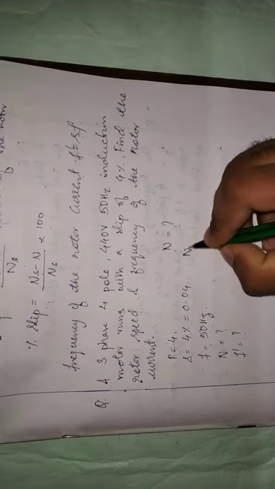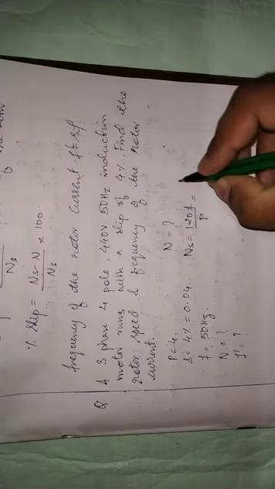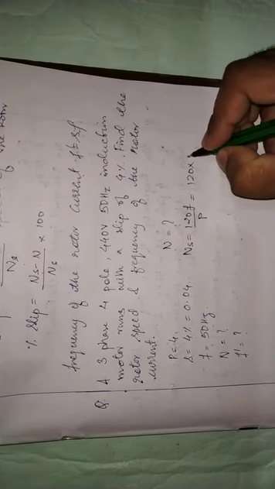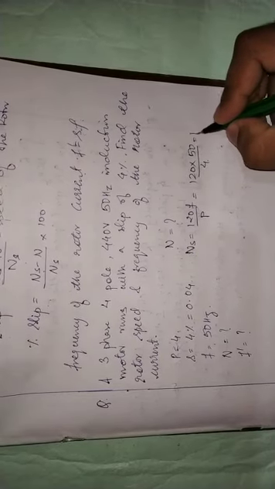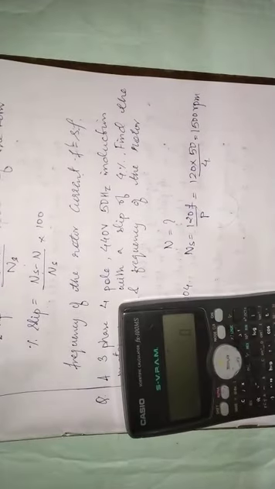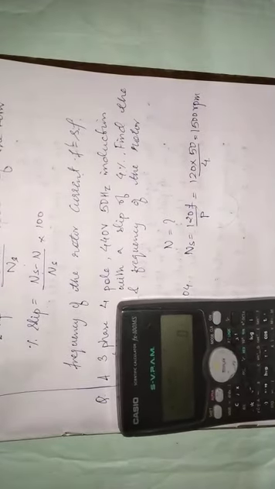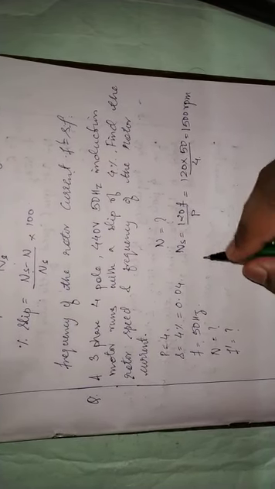So we know that Ns is equal to 120 f upon P. So 120 into 50 Hz divided by 4. We get the answer as 1500 RPM. So this is the standard data which will be given in the exam. So 1500 RPM will be the speed of the rotating magnetic field, that is the synchronous speed.